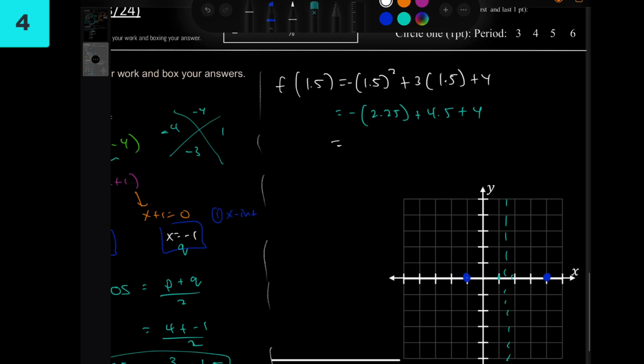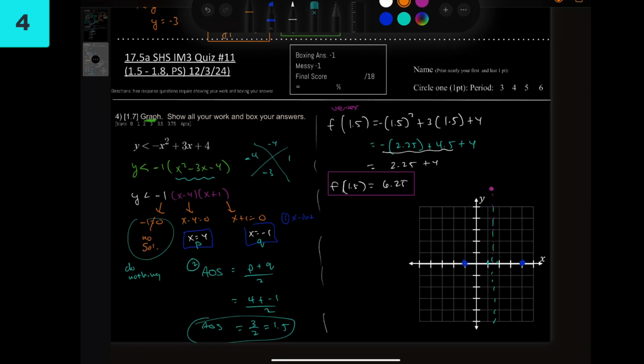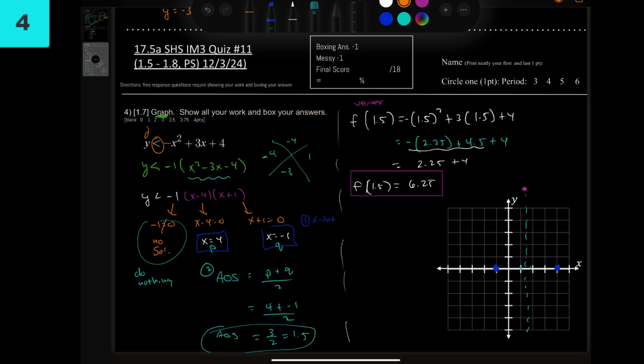Okay, so I'm going to think of money. 2.25. That's these two, and then plus 4, so $6.25. Okay, so that there represents our vertex. Right 1 and up 6. 1, 2, 3, 4, 5, 6, and a little bit more. So up here. Okay, so I know this is going to be dashed.